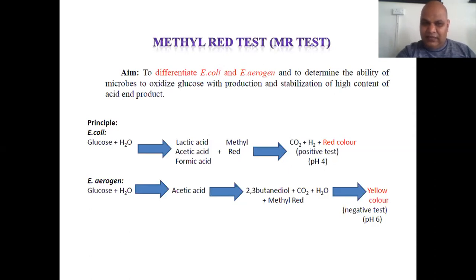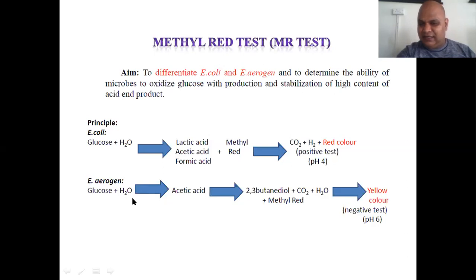Okay, for E. coli, we have glucose present in a specific media. Okay, this changes into lactic acid, acetic acid, formic acid. Then we add the methyl red to it. Carbon dioxide and hydrogen gas get evolved. Reddish coloration of the media takes place, which gives a positive test for the presence of E. coli. Secondly, E. aerogenes. Okay, so again the same process is there.